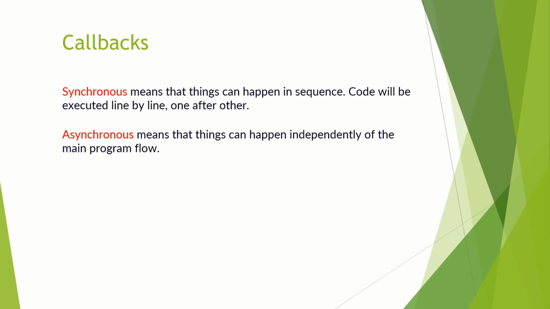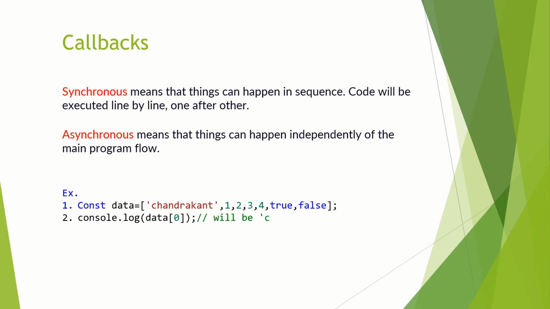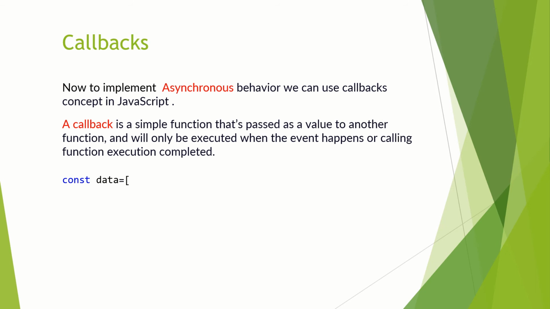Now let's understand by example. This is the way that JavaScript is working. In this program, all the code will be executed line by line. First it will declare the variable, then it will perform the console.log. This is the way that JavaScript works. Now let's see another example.